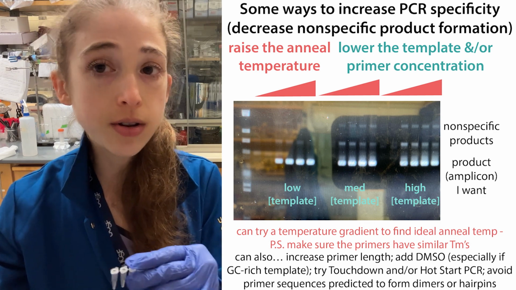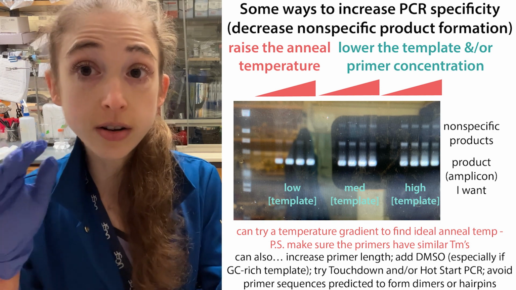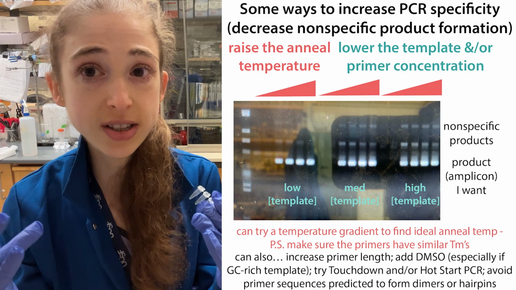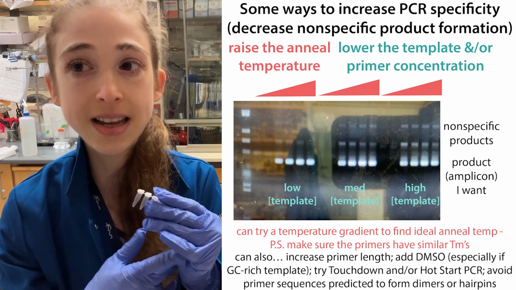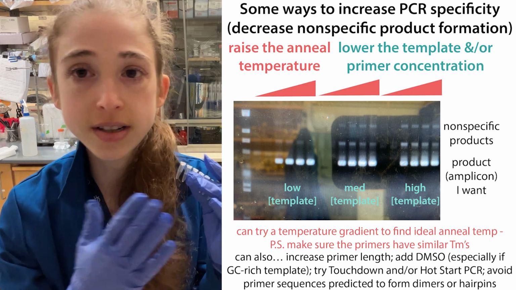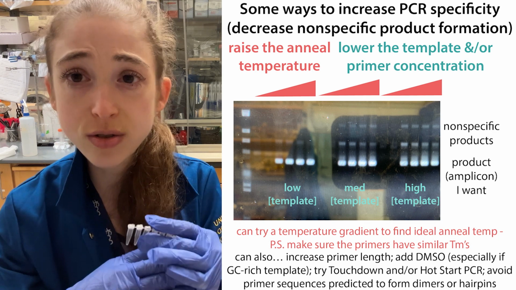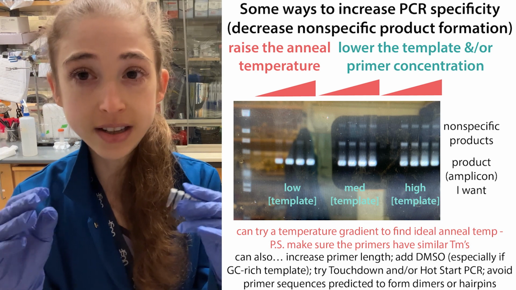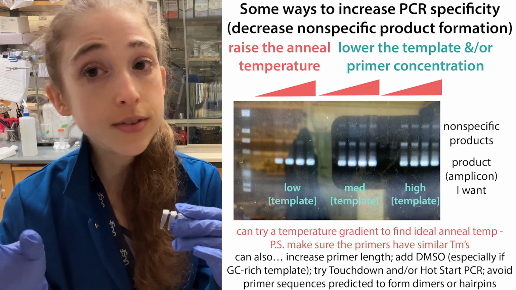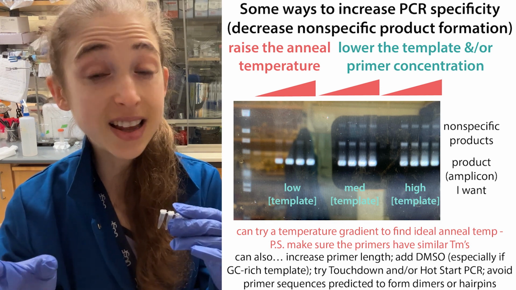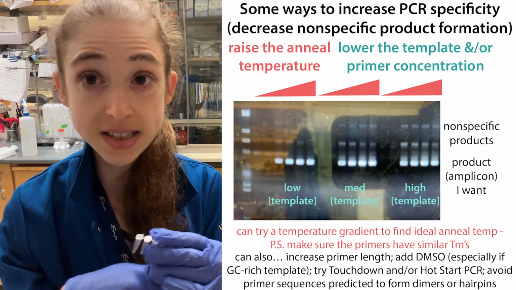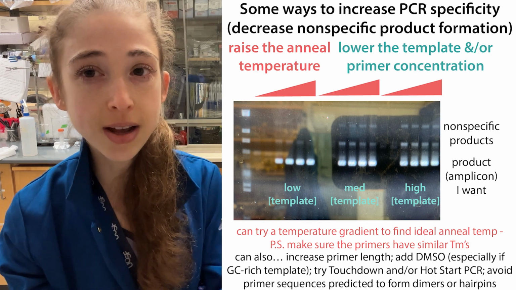And sometimes you don't know what the good temperature is going to be, because remember, those TM predictors are just predictors. It's also going to depend on things like salt concentrations and various concentrations of things like this in your tube, the polymerase. All this stuff is going to impact what the ideal annealing temperature is. So if you run your reaction and you find that you get some non-specific products, you might say, okay, well, let's try raising that anneal temperature, but how much?